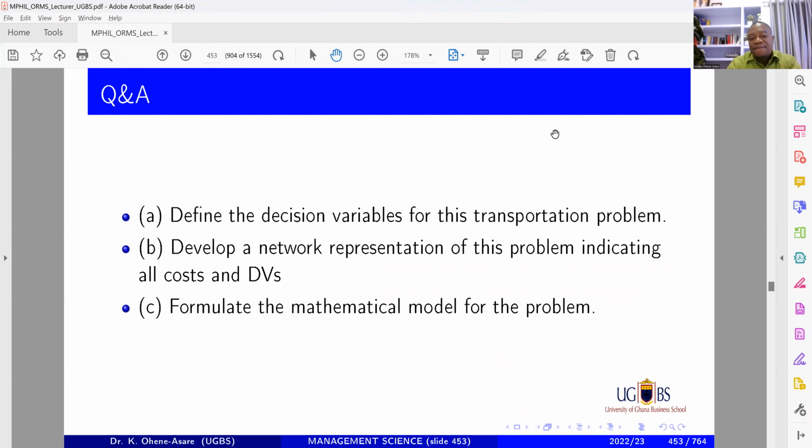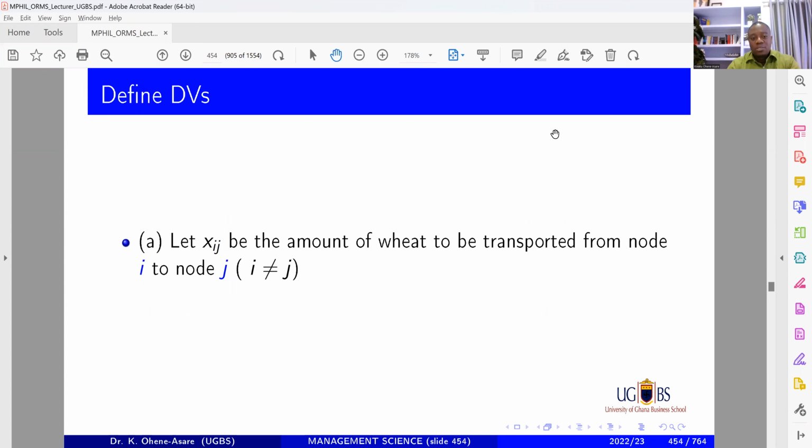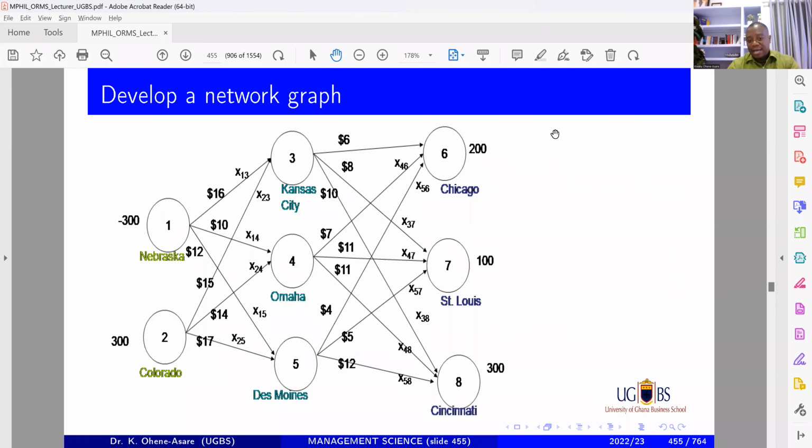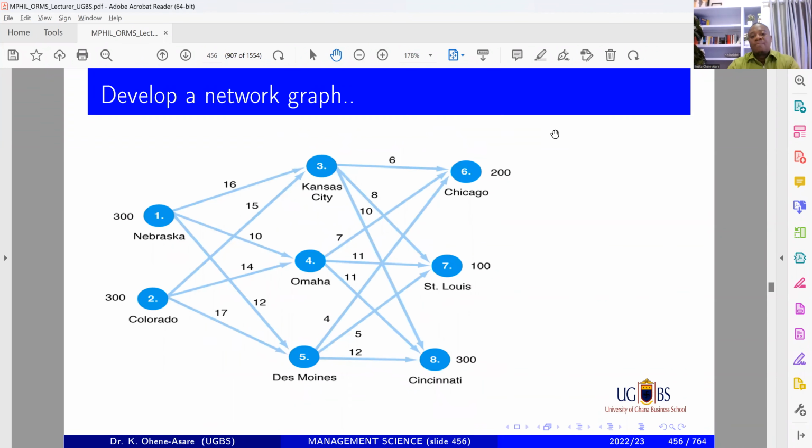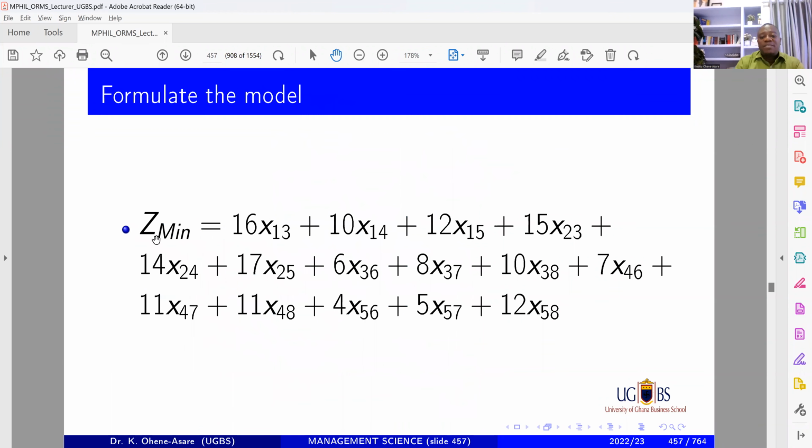So you are told to define the decision variables. Again, the decision variable is going to be the same. But this time you're going to say from node to node. That makes it easier. So look at the drawing. The drawing is going to be just as I showed. And I told you that the objective function is simply going to be plenty. And it is going to be plenty because the arcs are going to be many.